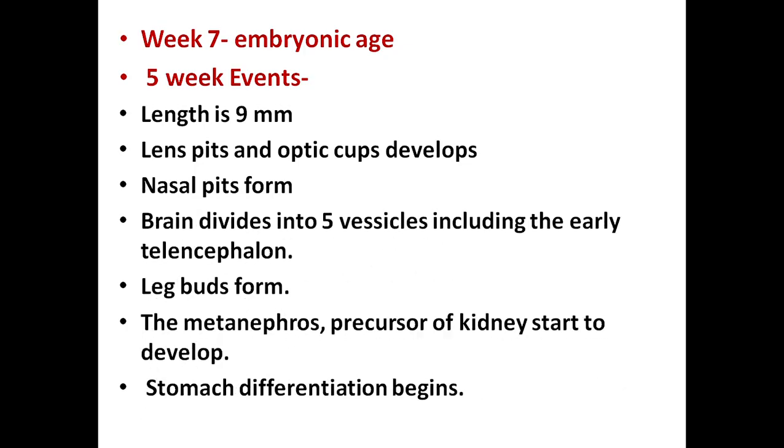Next, week 7, embryonic age 5th, and the events are: the length is 9 mm, lens pits and optic cups develop, and nasal pits form, and the brain divides into 5 vesicles including the early telencephalon. Leg buds form, the metanephros, the precursor of the kidney, starts to develop, and stomach differentiation begins, because the embryo is called an egg-cell-like structure, like a circular structure.